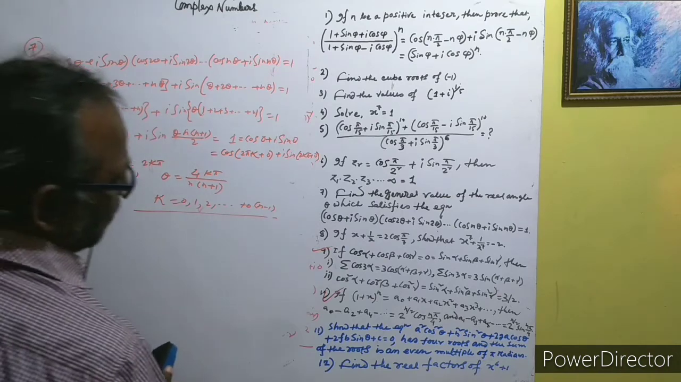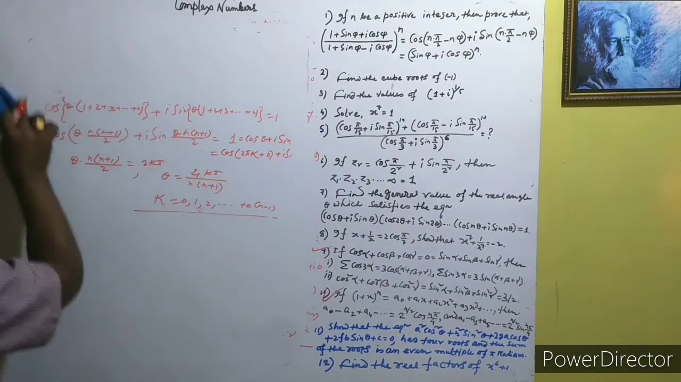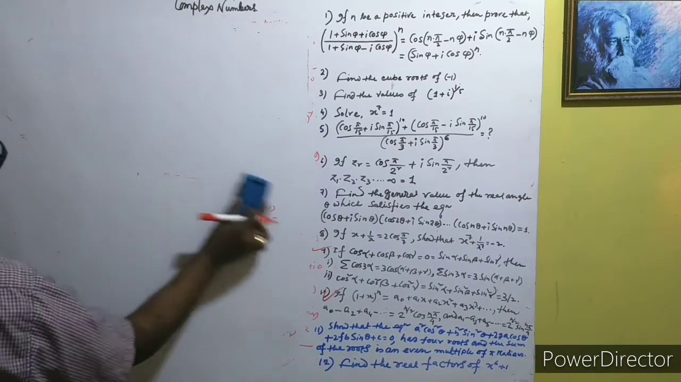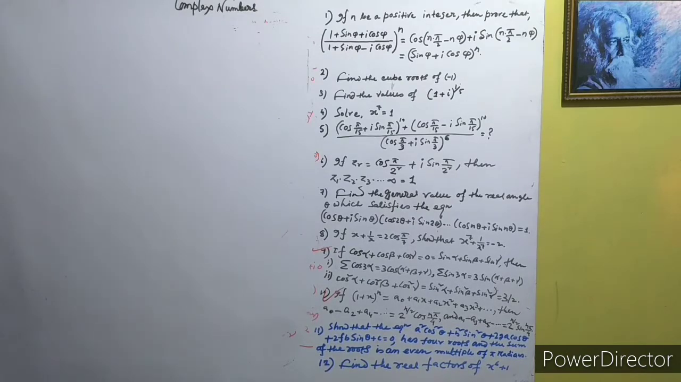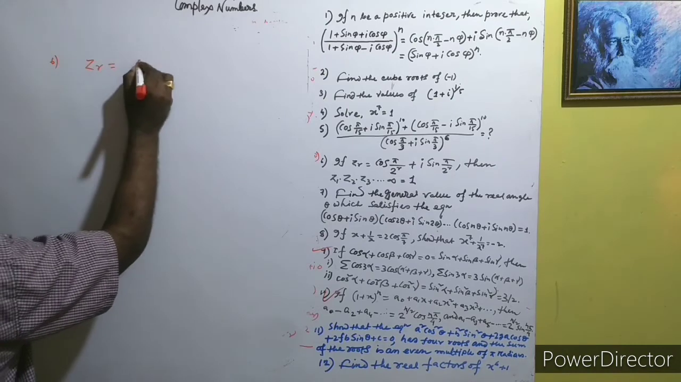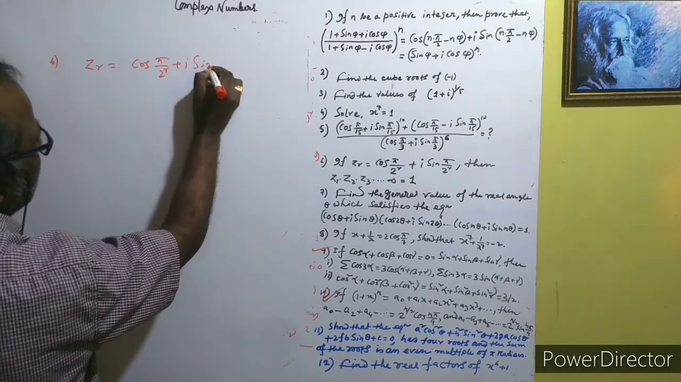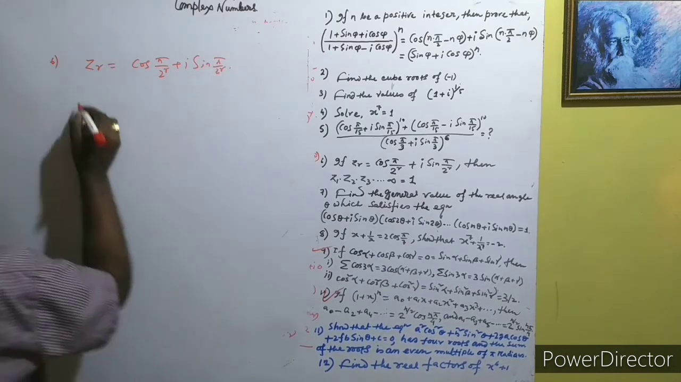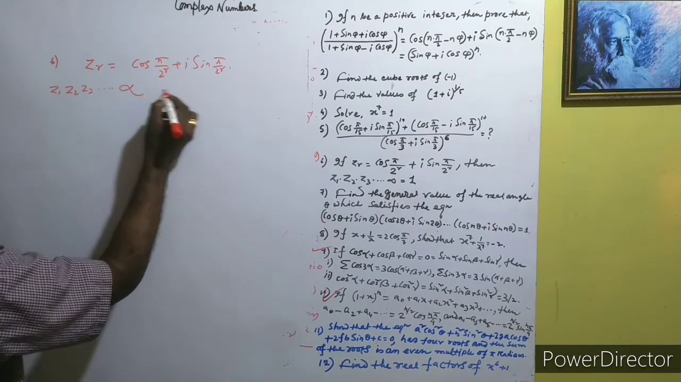Now for question number 6. Somewhere in my video there was this type of common problem, I already solved this problem. Again I repeat question number 6 here. Now z suffix r is cos pi by 2 to the power r plus i into sin pi by 2 to the power r. See here, z1 z2 z3 dot dot dot to infinity, we have to show this is equal to 1.